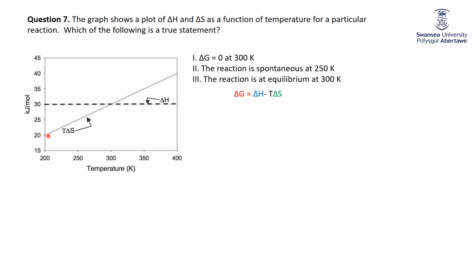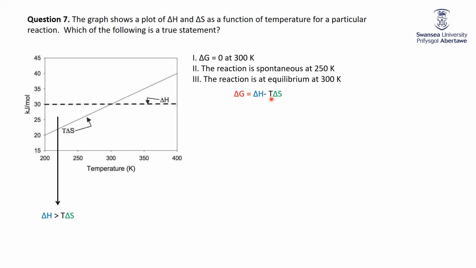Okay, so the non-horizontal line is T delta S, and the horizontal line is delta H. So let's look at the various parts of this graph. Let's start over on the left-hand side. All the way over here, the delta H is greater than the T delta S. So delta H is bigger than T delta S.